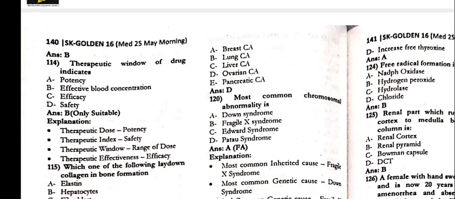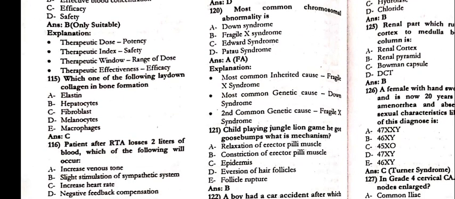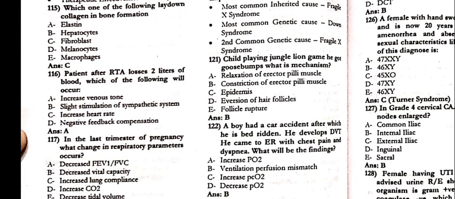114. The therapeutic window of the drug indicates the effective blood concentration. 115. Which of the following lay down collagen in bone formation? That is the fibroblasts. 116. The patient after RTA loses 2 liters of blood. Which of the following will occur? That is the increase in venous tone.